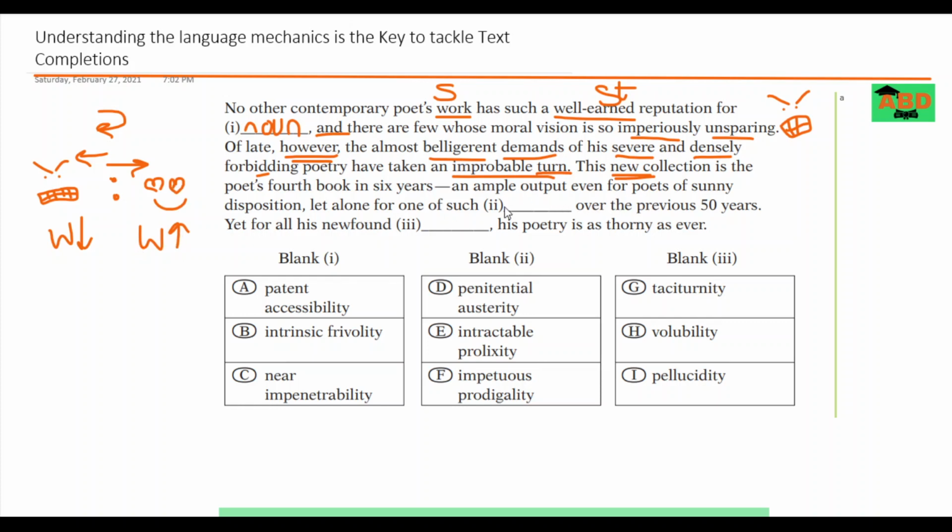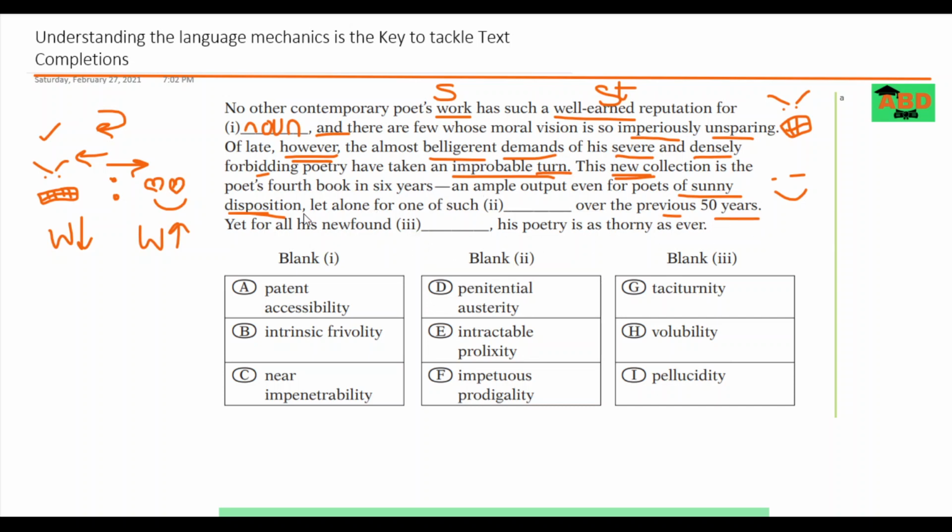Okay, it says "this new collection is the poet's fourth book in 6 years, an ample output, even for poets of sunny disposition." Okay, so before he was really harsh. However, after this improbable turn, he was writing poetry even for people who had a sunny disposition, this friendly disposition in which they're like smiling, that kind of thing, "let alone for one such dash over the previous 50 years."